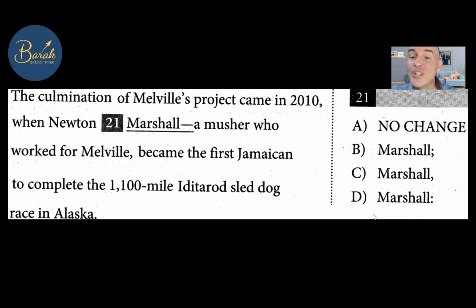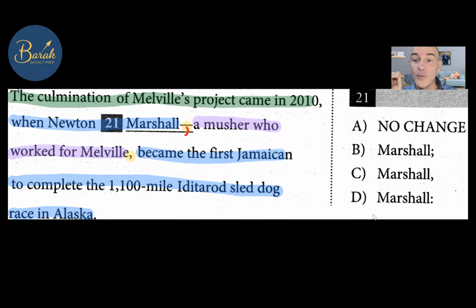Here's another example, very similar, something we looked at earlier, question 21. If we pull out the purple, courtesy of the right answer, which is C, then we've got a green, which means a full sentence, then a partial, a very long partial, which I marked in blue. When Newton Marshall became the first Jamaican to do whatever. Hopefully this is starting to make sense.